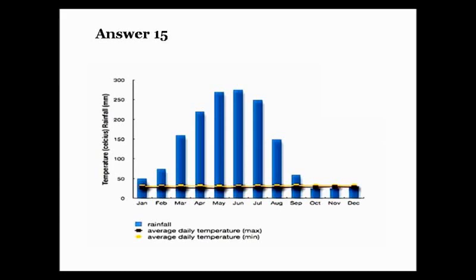25 degrees. Last but not least, the minimum average daily temperature throughout the year is constant with a figure of 24 degrees. In conclusion, it seems that there is no correlation between temperature and rainfall.